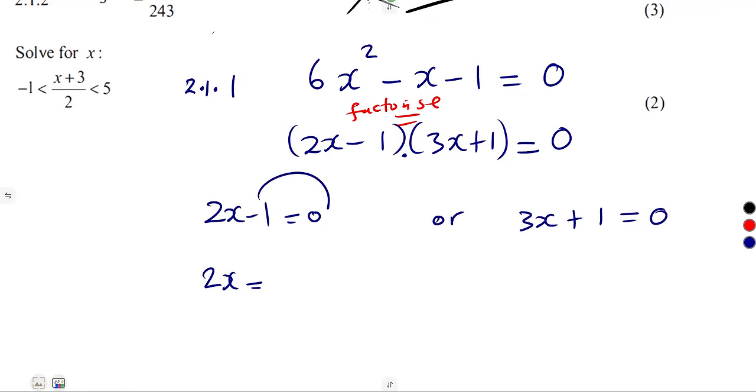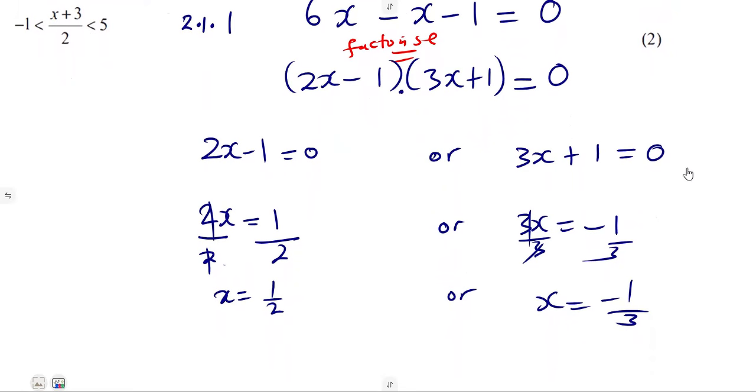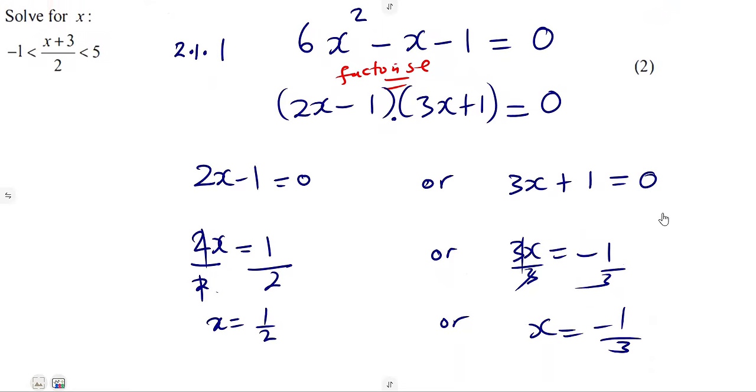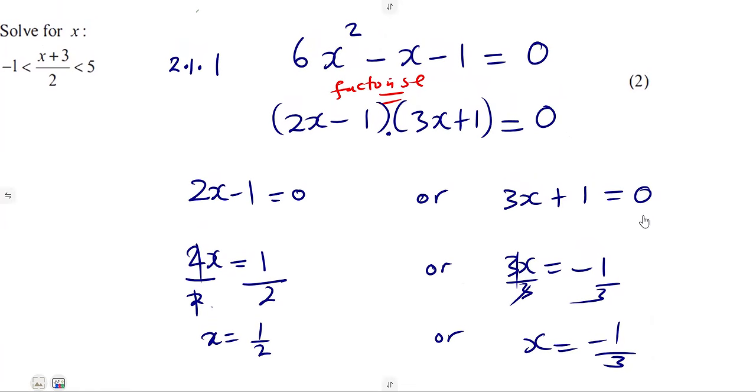So it is either 2x minus 1 is equal to 0, or the bracket of 3x plus 1 is equal to 0. So we can solve for x. Minus 1 to the other side is going to be positive. That is 2x is equal to 1. 1 to the other side is going to be negative, so 3x is equal to negative 1. So we can divide by 2 to obtain the value of x, which is 1 over 2. Or our x here, divide by 3. So our x was going to be minus 1 over 3 at the end of the day. So those are the possible values of x, 1 over 2 or minus 1 over 3.